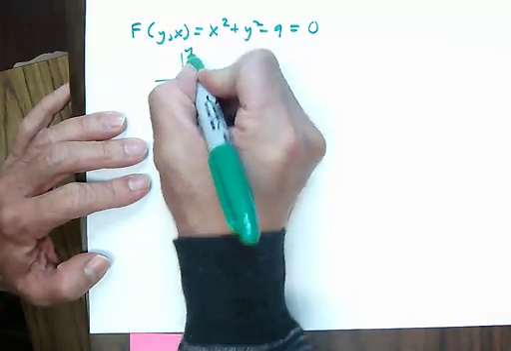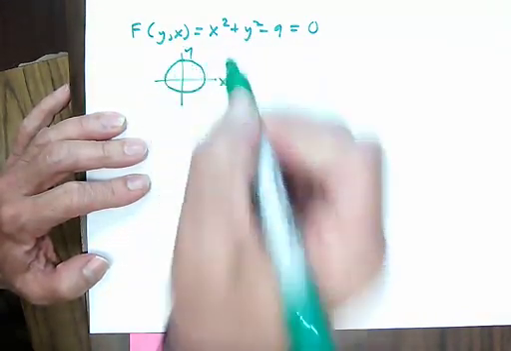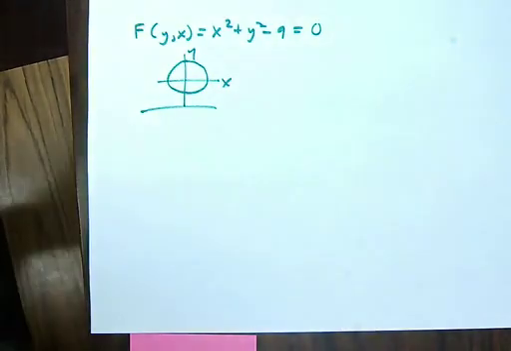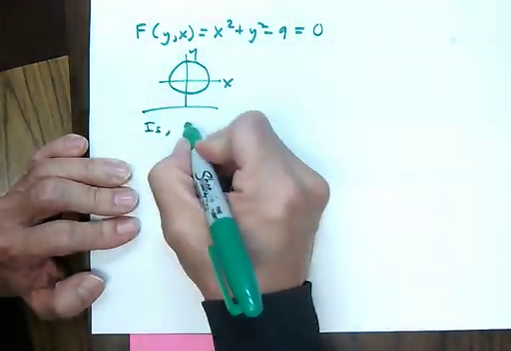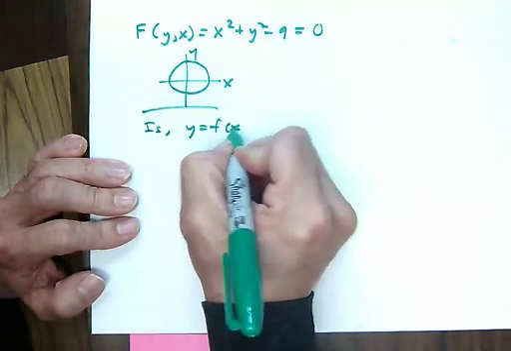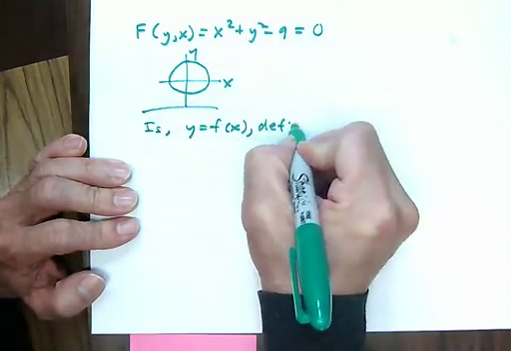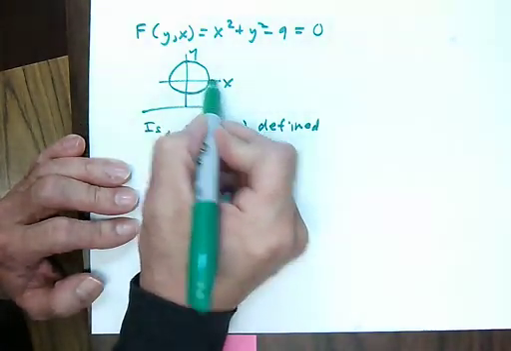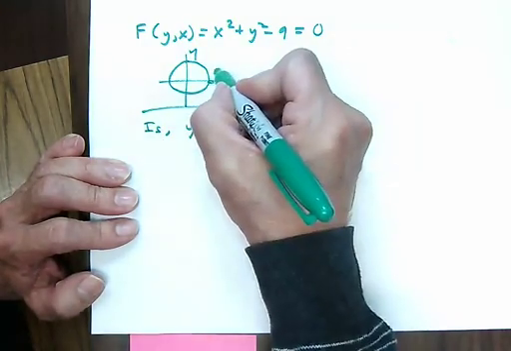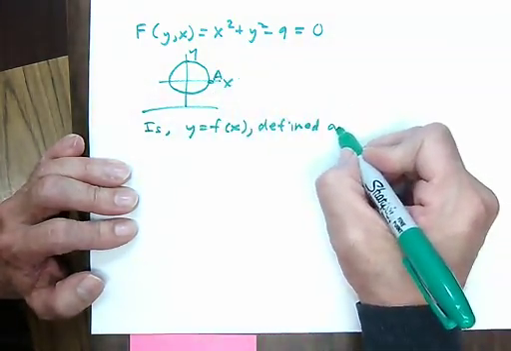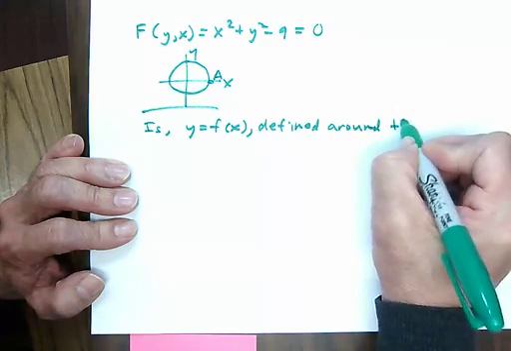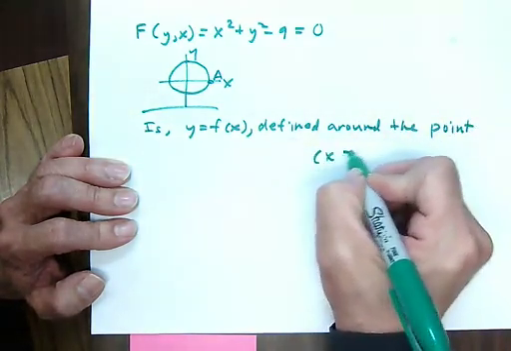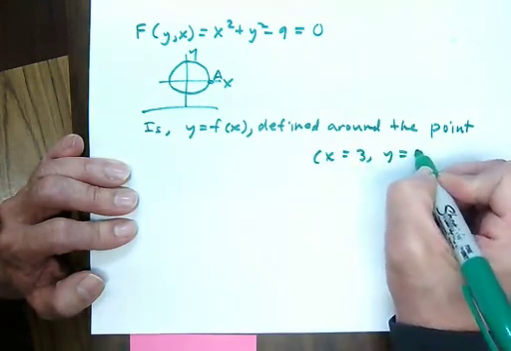So let's just draw that graph one more time with a radius of 3. Now we want to ask ourselves the question, is the implicit function where y is expressed explicitly as a function of x defined around a given point, say x is equal to 3, y is equal to 0, which is right here, point A? Is it defined around the point x equals 3, y equals 0?